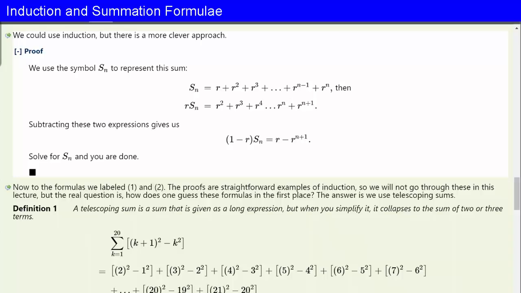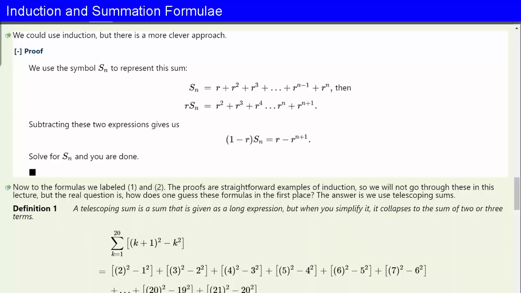Then multiply by r. r times Sn is r squared plus r cubed plus and so on up to r to the n plus 1. In other words, it's almost the original sum Sn, except that you start a little later with r squared and you go a little further all the way to r to the n plus 1. So when you subtract these two expressions, you're going to get a lot of cancellation.